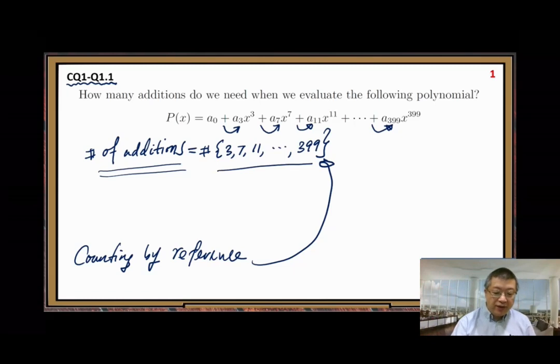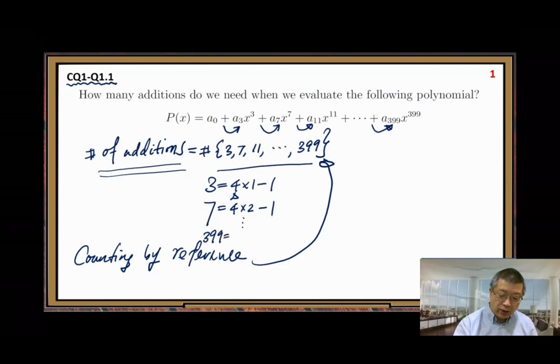So to count that, we need to find the rule. 3 equals 4 minus 1, 4 times 1 minus 1. How about that? Because we know the difference between two adjacent subscripts equals 4, we use a multiple of 4. Then we change the number: for a multiple of 4, you need to minus 1 to get 3. 7 equals 4 times 2 minus 1, and so on, all the way down. The last one, 399 equals 4 times 100 minus 1.